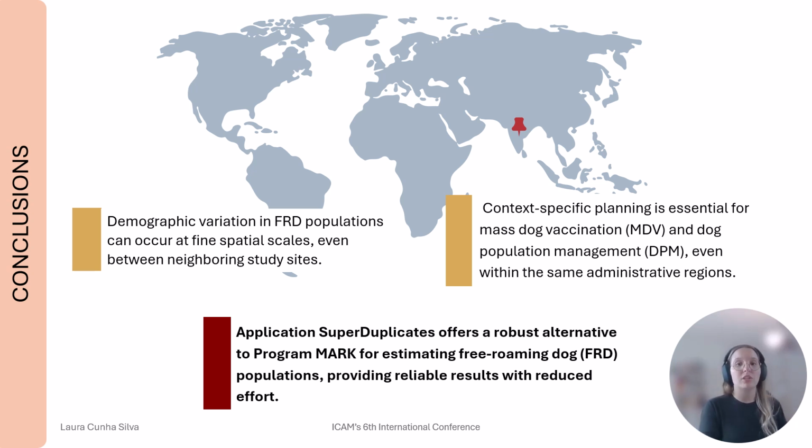Demographic variation in free-roaming dog populations can occur at fine spatial scales, even between neighboring study sites, as we saw with our market and campus sites. And so context-specific planning is essential for mass dog vaccination and dog population management strategies, even within the same administrative regions.